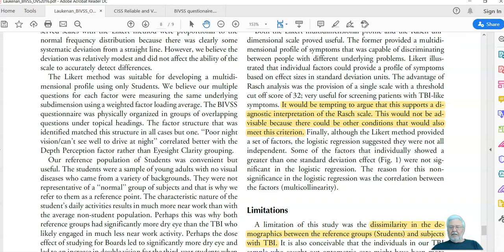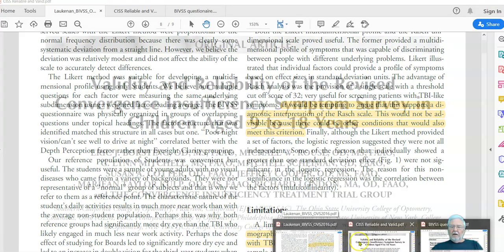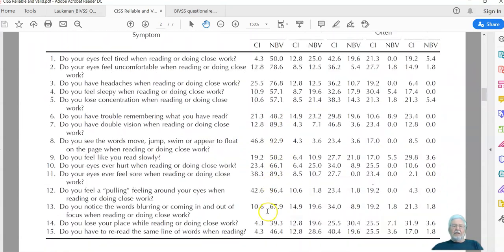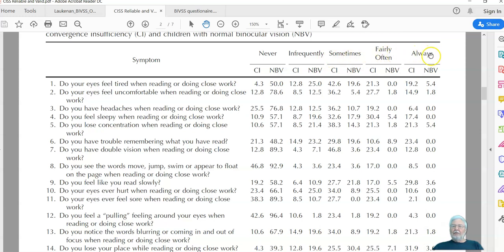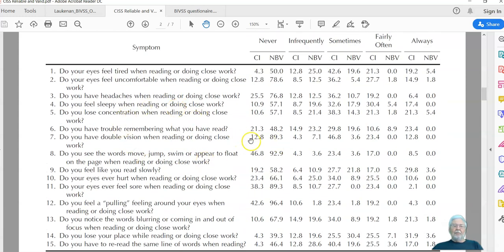As an example, we can look at the questions in the CISS, the Convergence Insufficiency Symptom Score. And if we go down through, my eyes feel tired when reading, also on a scale of never, infrequently, sometimes, fairly often, always, not exactly the same headings, but similar. Do you feel like you read slowly? There's a lot of similar things, but here we're talking about convergence insufficiency. So just like the BIVSS doesn't differentially diagnose TBI people, if you gave this test to TBI folks, they would do poorly too. This test does not differentially diagnose how well you're doing.